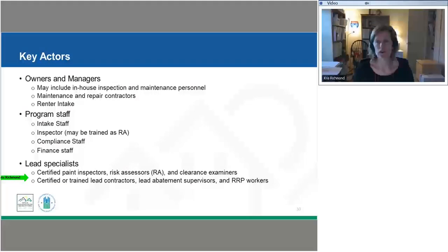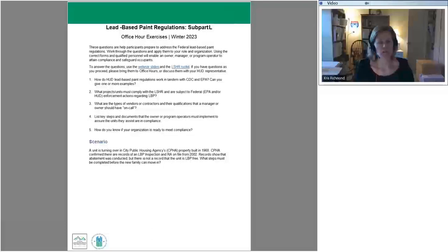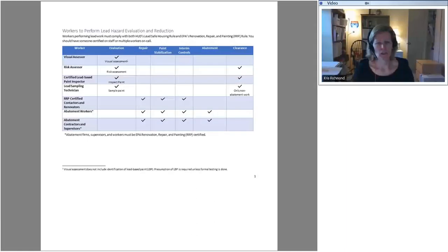All right, let's go look at question number 3. What are the types of vendors or contractors and their qualifications that a PHA should have available to them on call, and what will they be doing? So I want to go to our worker handout here.